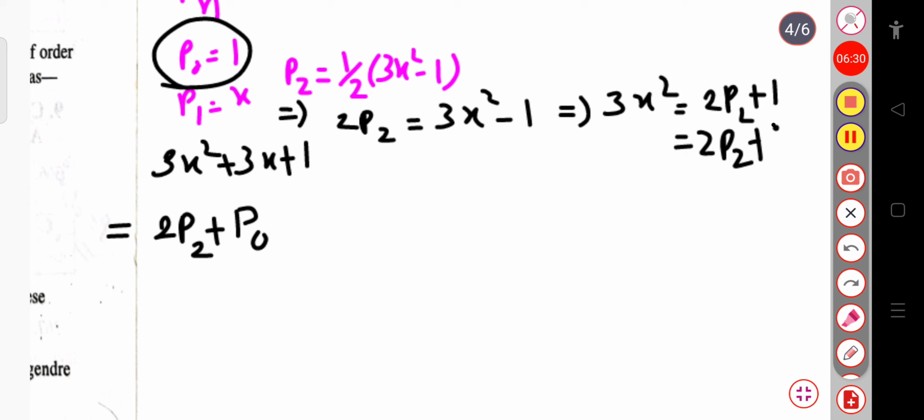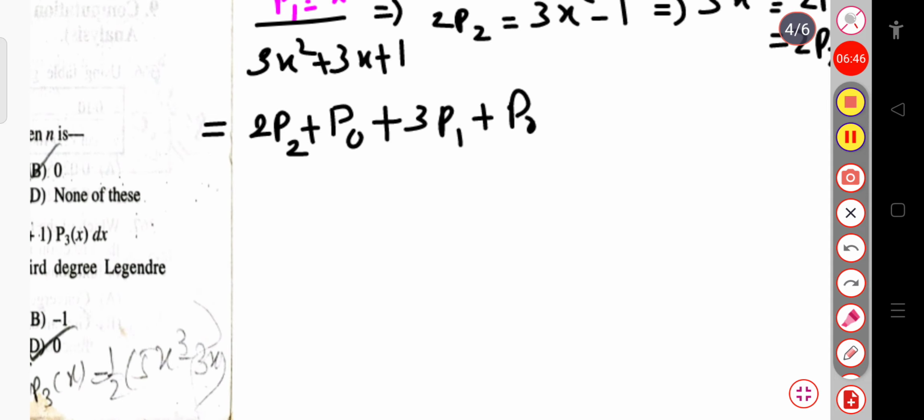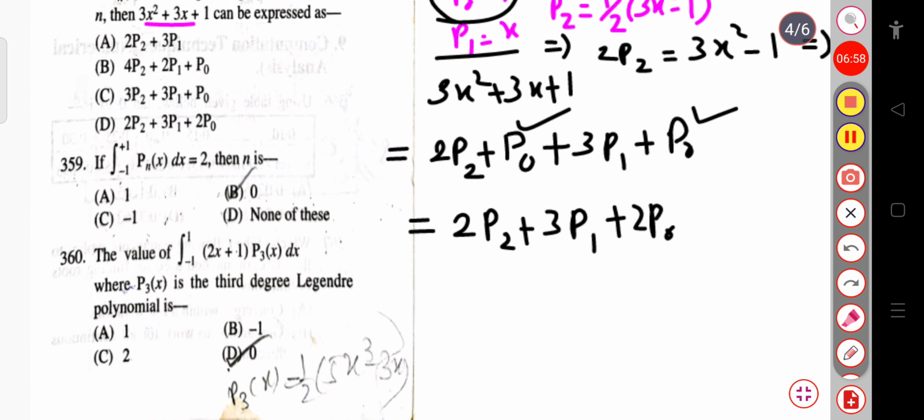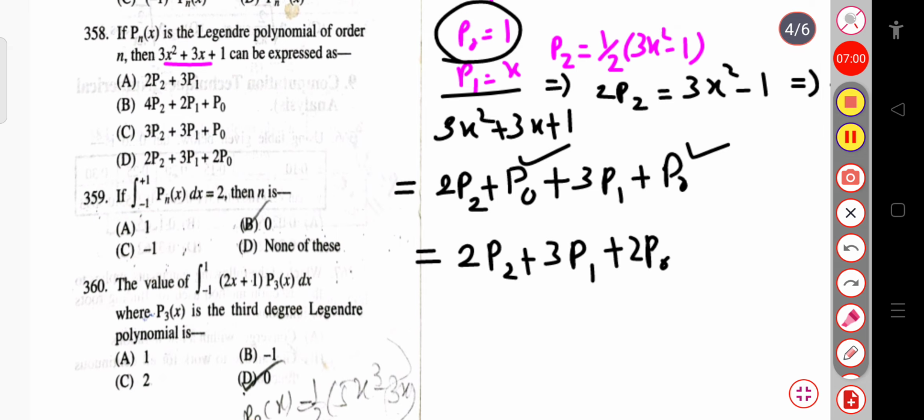This value is your P naught. Now this will be plus 3x, so this will be 3 into x, which means this is your P1. So 3 into P1, plus 1 means this is your P naught again. Now if I add all these terms, I get 2P2 plus 3P1, and P naught plus P naught will be 2P naught. So the final expression will be 2P2 plus 3P1 plus 2P naught. So this is our correct answer.